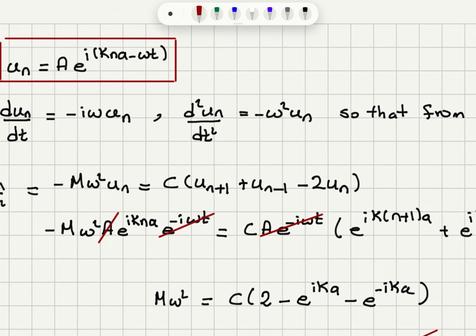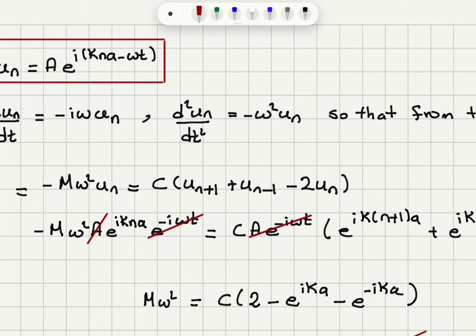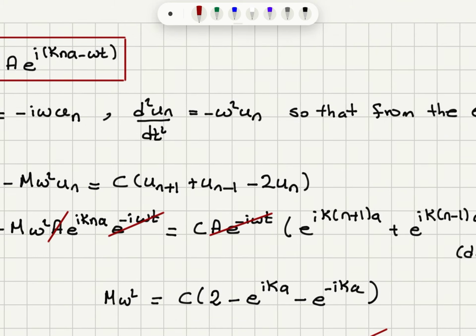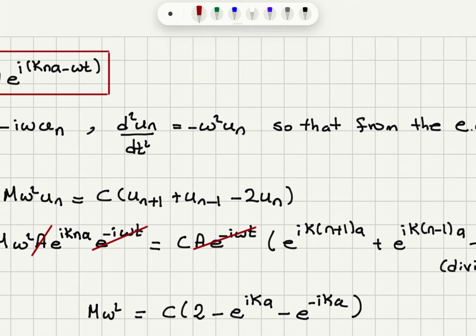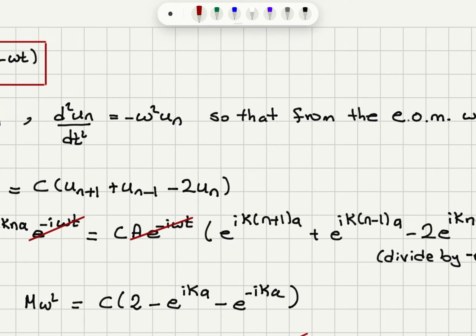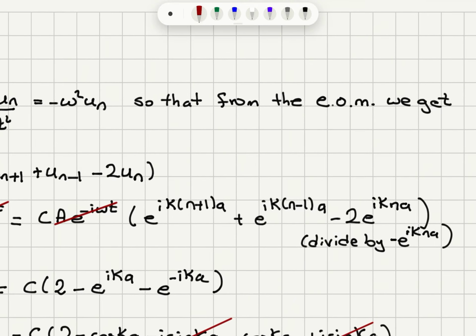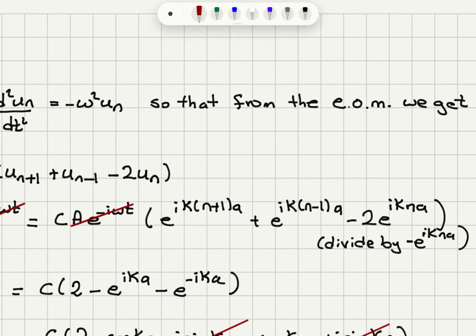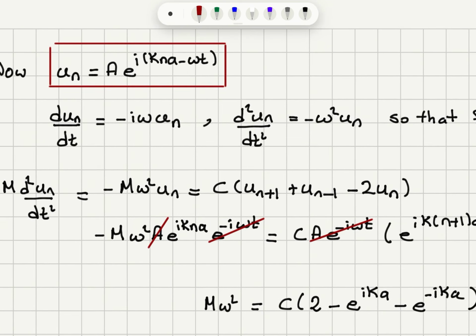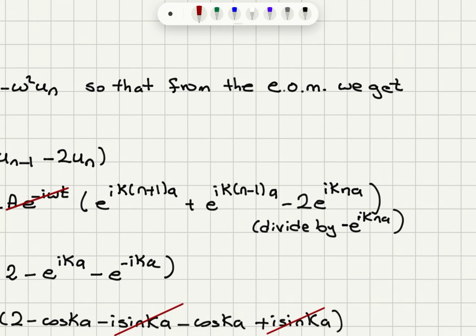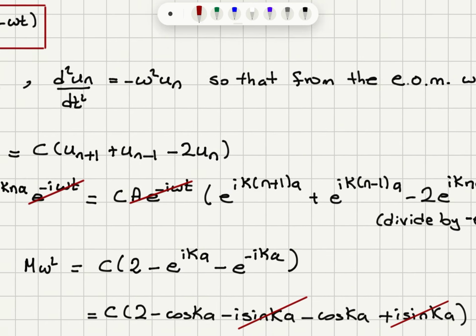And then I have in each term here e to the minus i omega t, so I take that out, and also the amplitude c times a times e to the minus i omega t, e to the i k (n plus 1)a, e to the i k (n minus 1)a, minus 2 e to the i k n a. So first of all, I notice that the e to the minus i omega t's will cancel, and then I want to divide this equation by minus e to the i k n a.